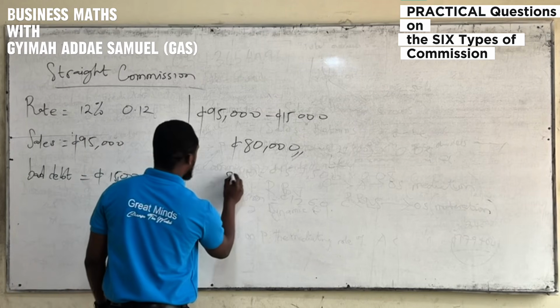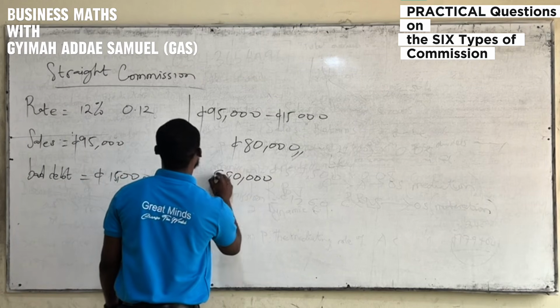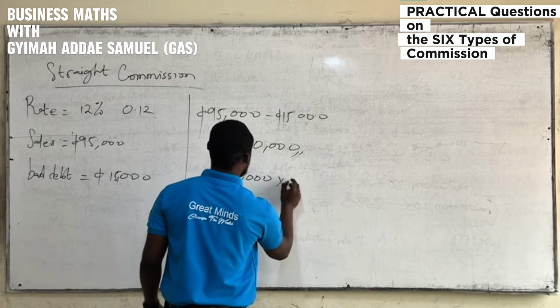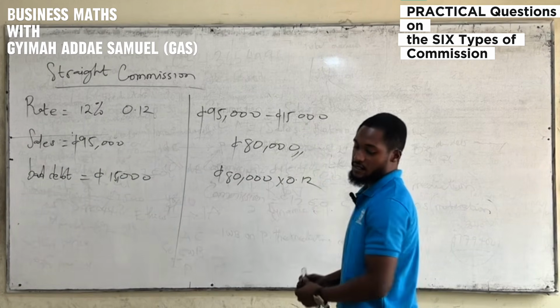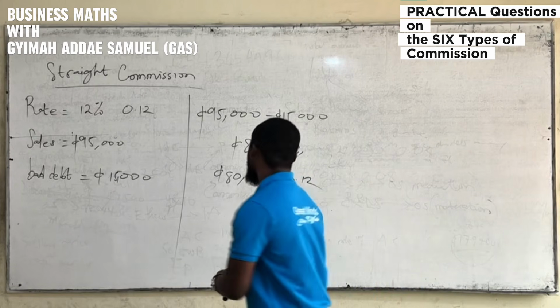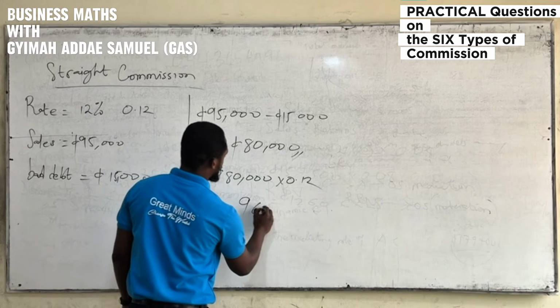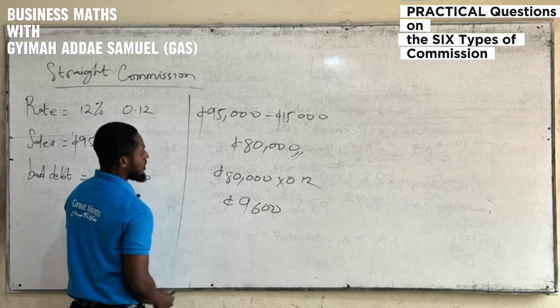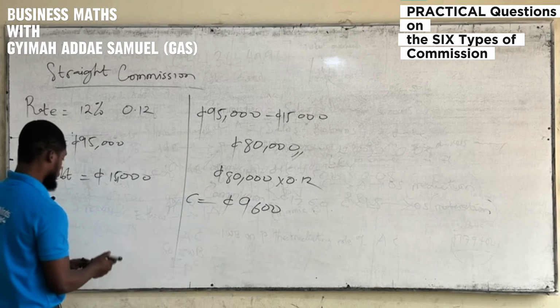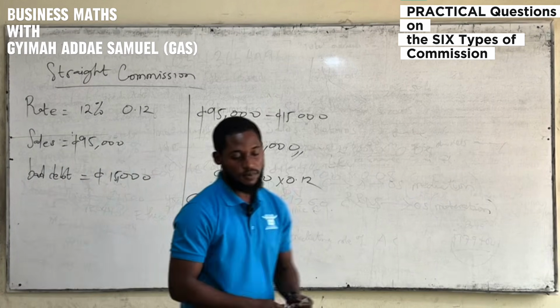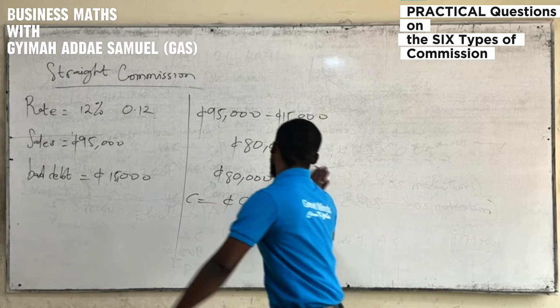So now you multiply this 80,000 Ghana cedis by the rate, and you get 9,600 Ghana cedis. So this is our commission. We move on to the next type of commission.